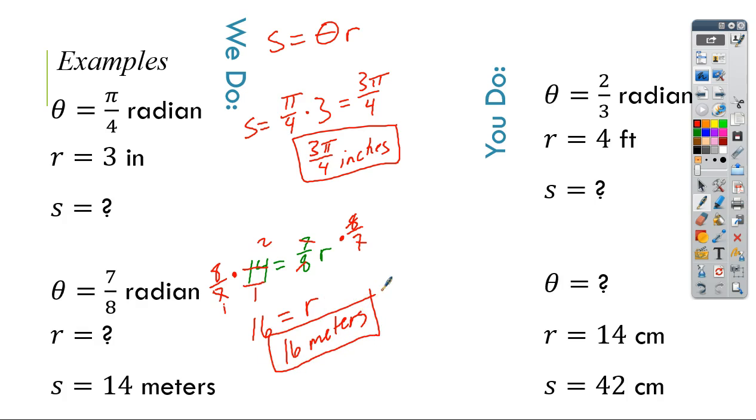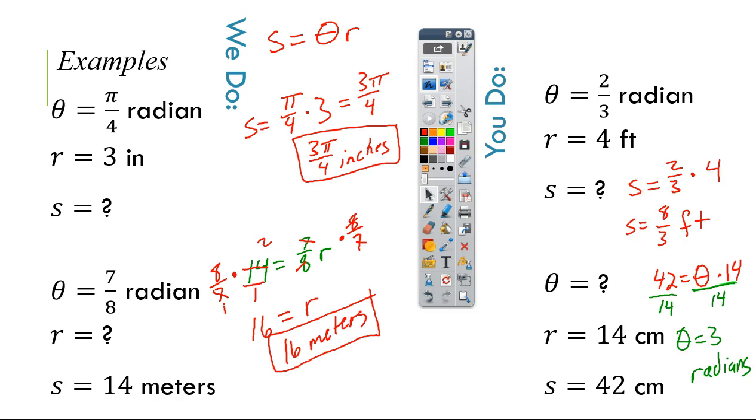So now I'm going to have here two for you to do. I'm going to pause the video. If you're watching on YouTube, pause me now. And when you get done, you'll see the answers and see if they match up. See you on the flip side. And bam, there are the answers. S is equal to 8/3 feet, and theta is equal to 3 radians. If you have questions on how these look or where I got the answers from, make sure you bring that up tomorrow.